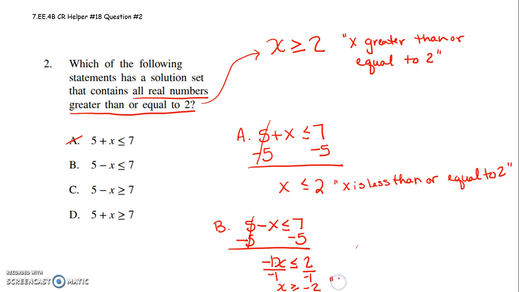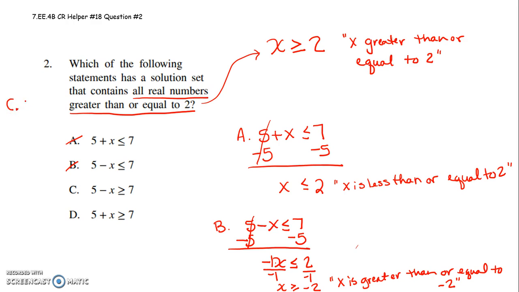This says x is now greater than or equal to negative 2, but the problem is greater than or equal to 2. I need x to be greater than or equal to positive 2. B is not the correct answer. Let me try C. So let's try C.